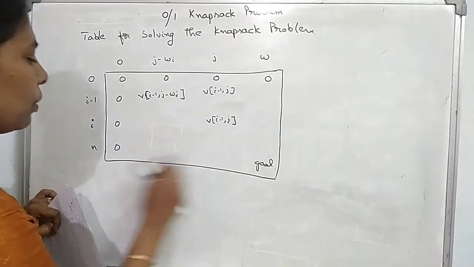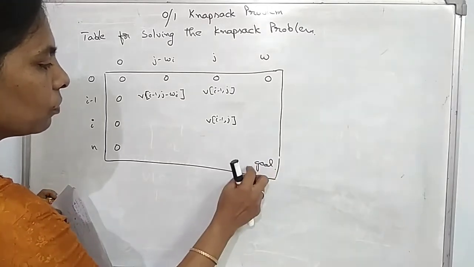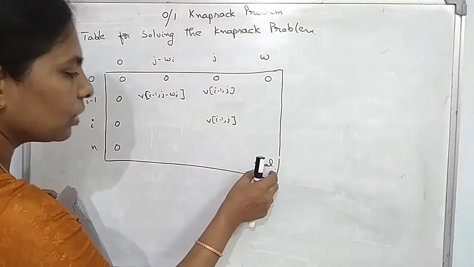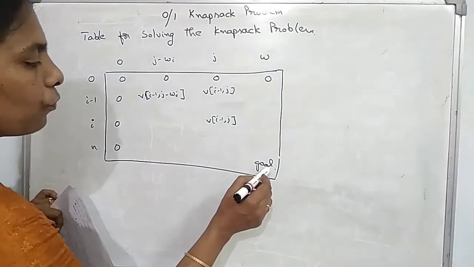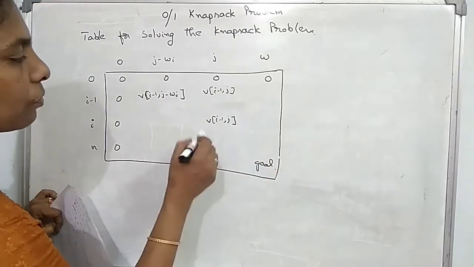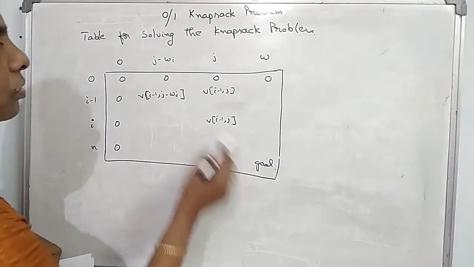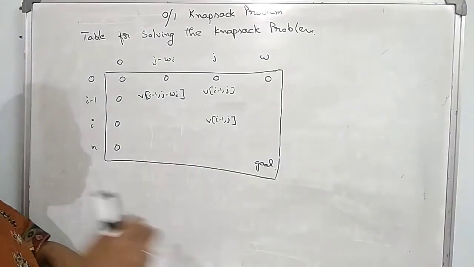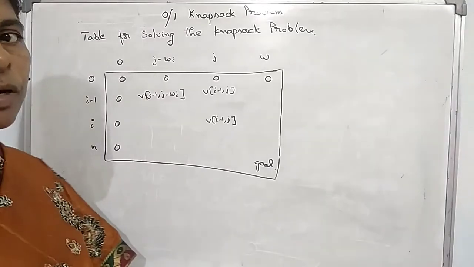After filling the table, what is the last square we are having? That square is written by the goal of the given problem. So that means this is the final value. Using the final value, you can identify what items exist and what items do not exist within that one. So this is the given table. Now I will explain the algorithm for this 0/1 knapsack problem.